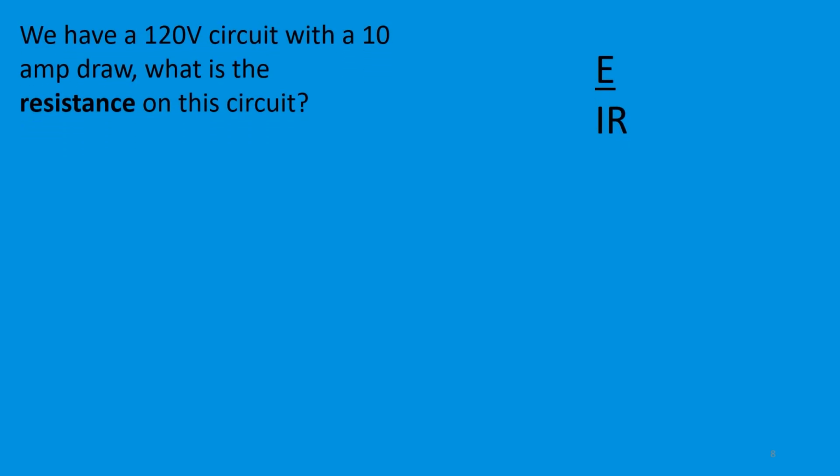Okay, so we have a 120 volt circuit with a 10 amp draw. What is the resistance on this circuit? Now we just learned a moment ago that if we have any of the two, then we can find the unknown. So in this case, we have 120 volts, we know our voltage, and we also know our amperage, which is I. So we know E and I. So all we have to do is plug in what we already know, and then we're going to use very basic math. So treating this like a division line, we're going to take 10 and divide it up into 120, and that's going to let us know what our resistance is.